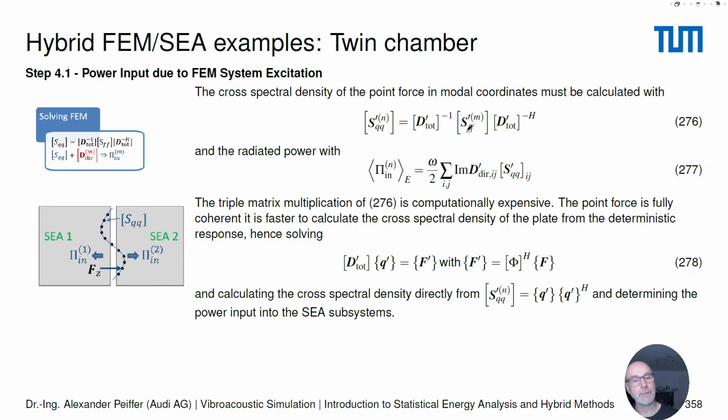However, we have a fully deterministic load, and in that case, it's much more convenient to solve the deterministic case. That means we solve this equation here with a total stiffness matrix, calculate the response, and then at the end calculate the cross-spectral density out of this to use the power input into the neighboring SEA subsystems. Okay, next step.